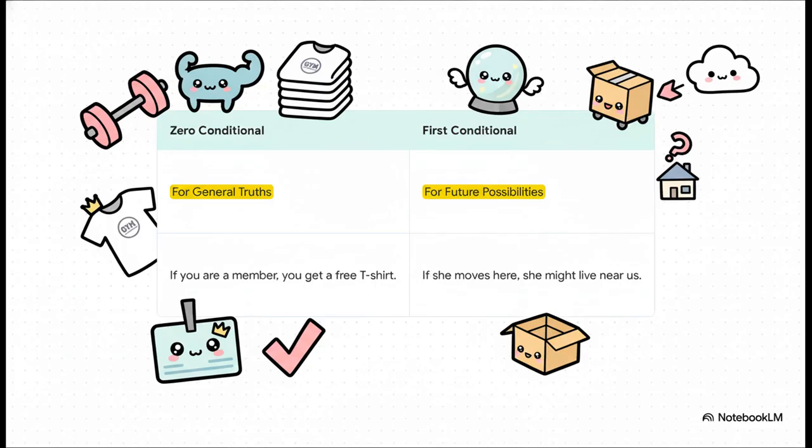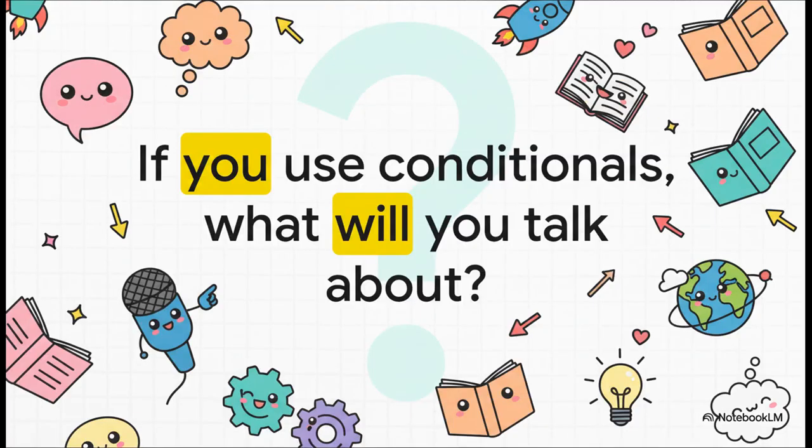Getting this down is what's going to make your English sound so much more natural. It's just certainty versus possibility. That's it. And just like that, you've got it. You now have the tools you need to talk about facts and future possibilities with total confidence.